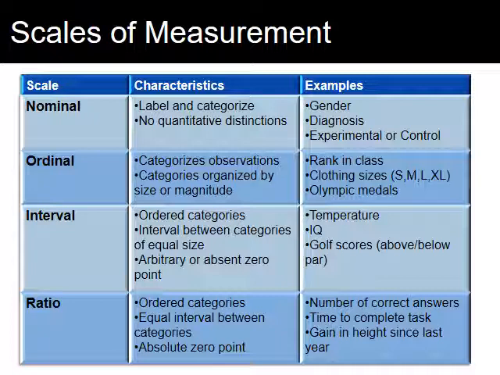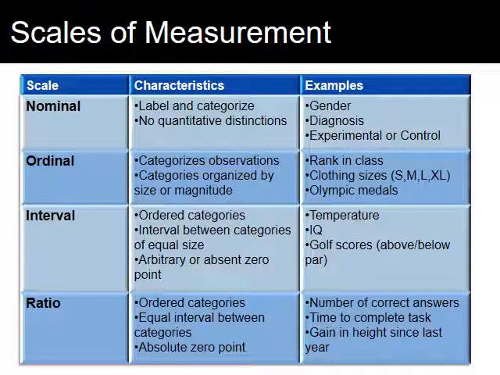Another type of scale of measurement is an ordinal scale. So in this case, the categories are organized by size or magnitude. They're essentially ranked. So a typical ordinal scale would be something like Olympic medal. Right? So you've got your gold, you've got your silver, and you've got your bronze. There's an order there. Right? What the Olympic medals don't tell us is how much of a distance or difference was there between the gold and the silver and the bronze.